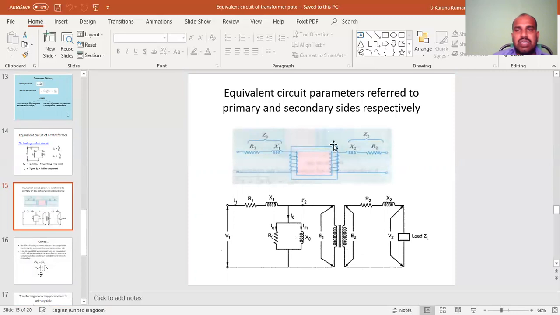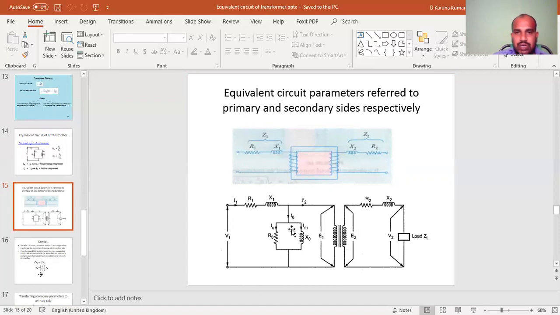This is the equivalent circuit parameter referred to the primary and secondary side respectively. Z1 means the primary side impedance, Z2 means the secondary side impedance. R1 means the primary side resistance, X1 means the primary side reactance. X2 means the secondary side reactance, and R2 means the secondary side resistance. This is the total, the final equivalent circuit of the transformer.